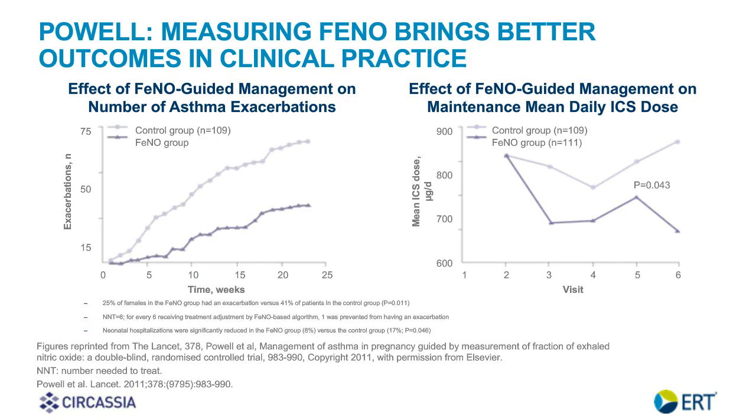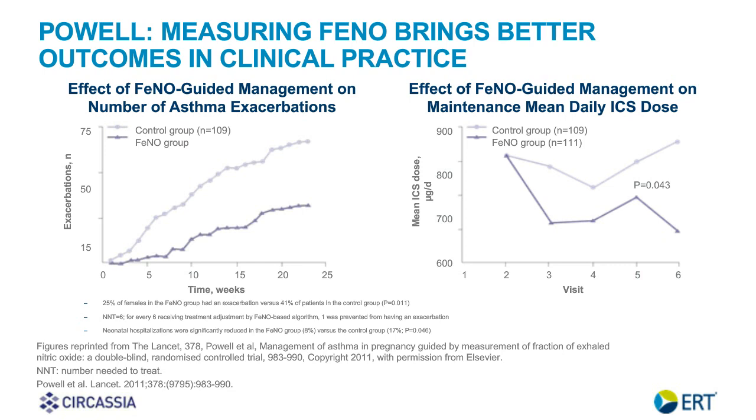This is the main study results here. You can see on the left-hand side is the number of exacerbations. The right-hand side was the daily inhaled corticosteroid dose. You can see the control group is in the very light purple, and the FeNO group is in the dark purple. First, if you look on that left-hand side at the asthma exacerbations, you can see throughout the treatment period there were a much lower number of exacerbations in the FeNO group than in the control group. And if you look underneath that graph, 25% of the females in the FeNO group had an exacerbation versus 41% of patients in the control group.